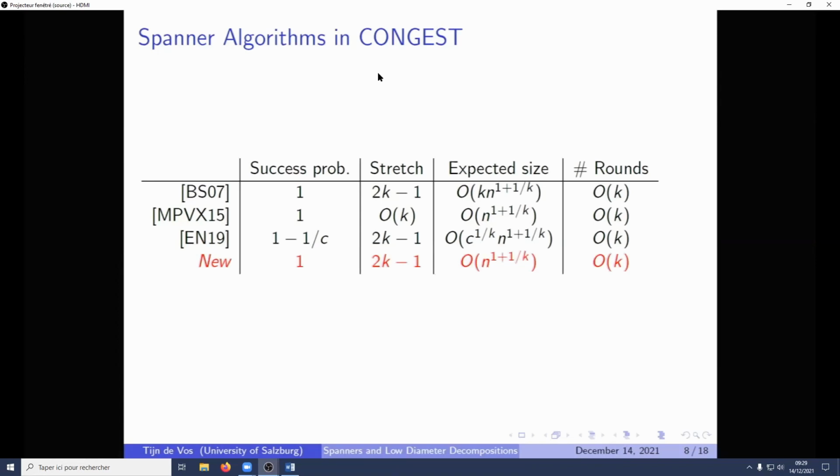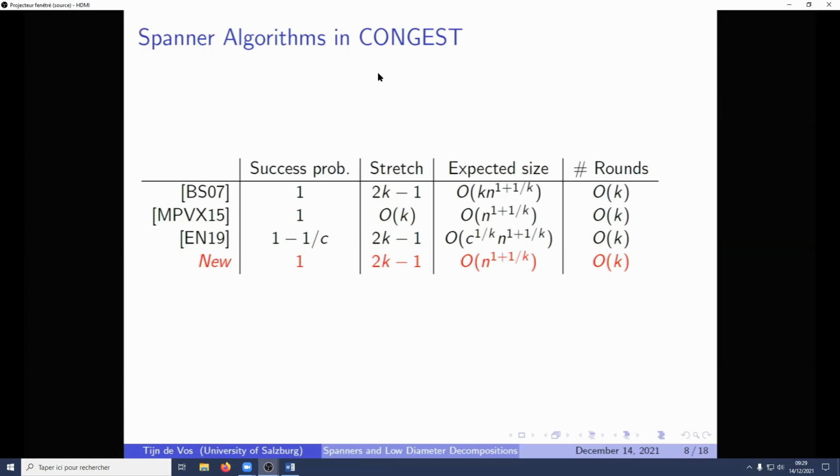Our new result shows that you can maintain a stretch of 2k minus 1 with probability 1 and get the expected size you want in the right number of rounds. And this might seem like a small improvement, but I think we're making big steps towards the really optimal result here, and that's why it's really important, and we're narrowing down towards the final solution for this answer.